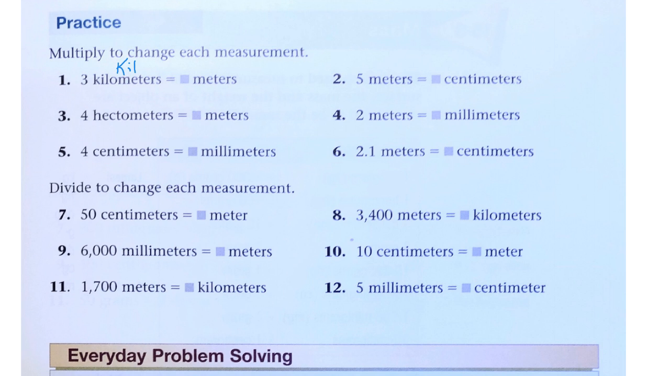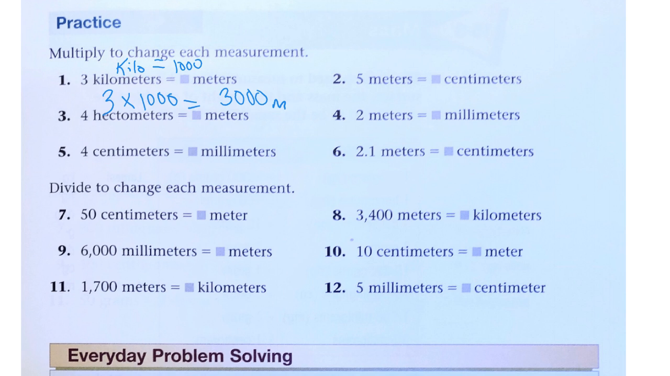3 kilometers equal 1,000 meters. Well, 1 kilometer is 1,000 meters. All right, so now we have to multiply 3 times 1,000. We're moving the decimal 3 times to make 3,000. And that is in meters. Don't forget to label your answer.